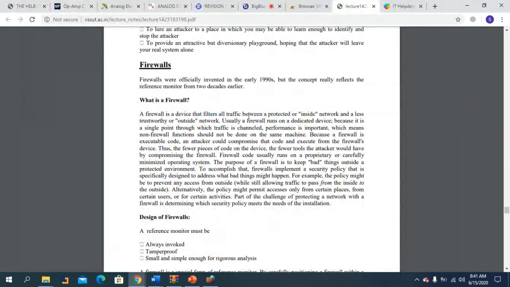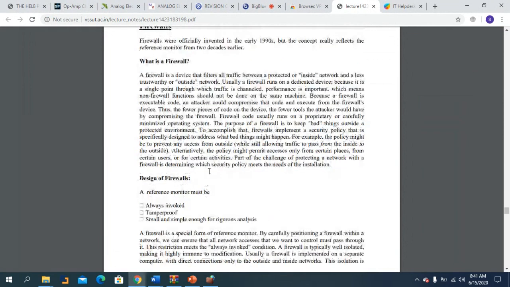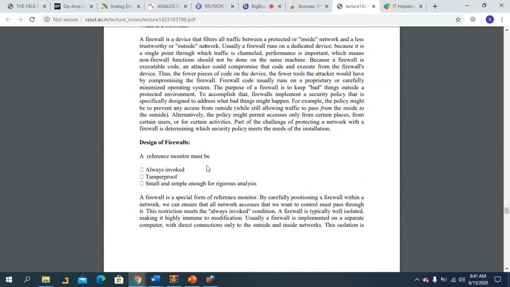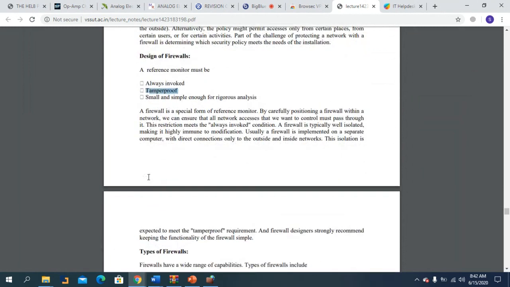Okay, maybe we can look at other views of interpretations. Here we are saying inside network and less trustworthy outside networks. So anything that is coming from outside and anything that is moving outside the network is always controlled by the firewall. When you design firewalls, the invoking level must be tamper-proof. So if it is deleting, it should be able to delete. If this information is not supposed to be accessed, automatically it revokes those communications. We have different types of firewalls.